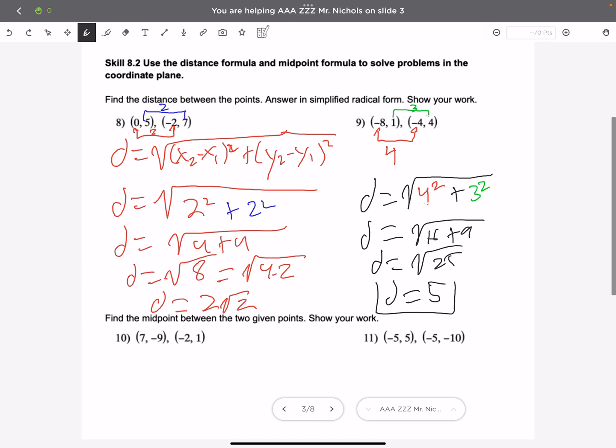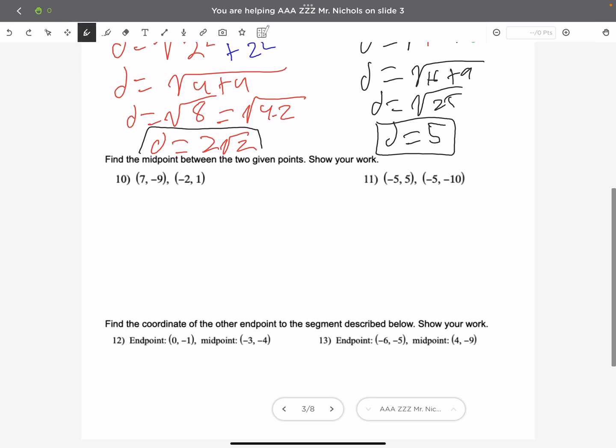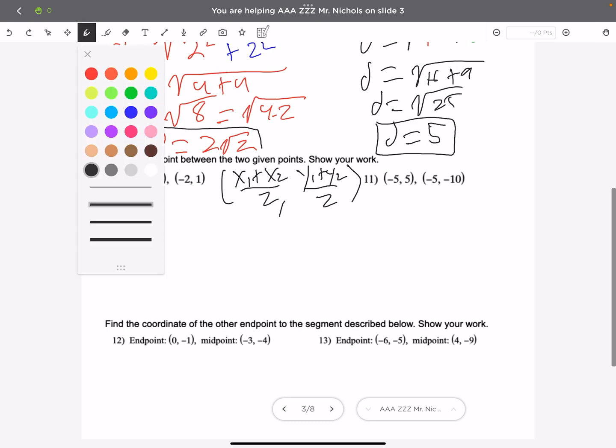Write that neat, like this. And these are my 2 answers. Now the midpoint formula I can write once again as x1 plus x2 over 2, and that's my x-coordinate, and y1 plus y2 over 2, and that's my y-coordinate. Now here we're really just kind of taking the averages, right?